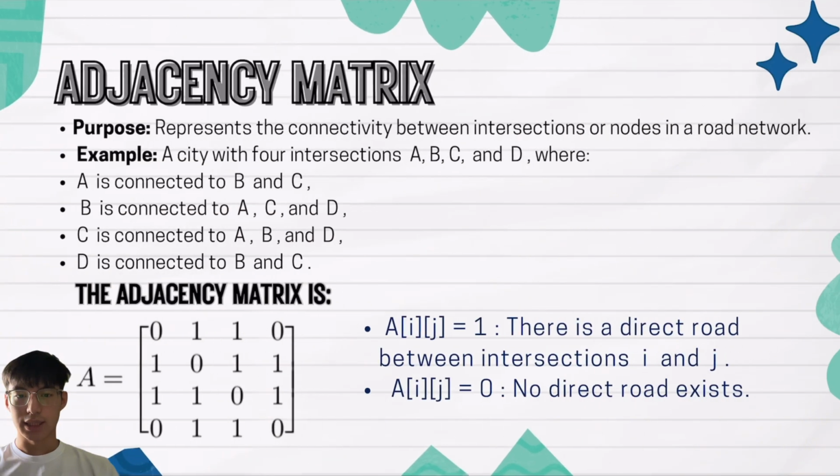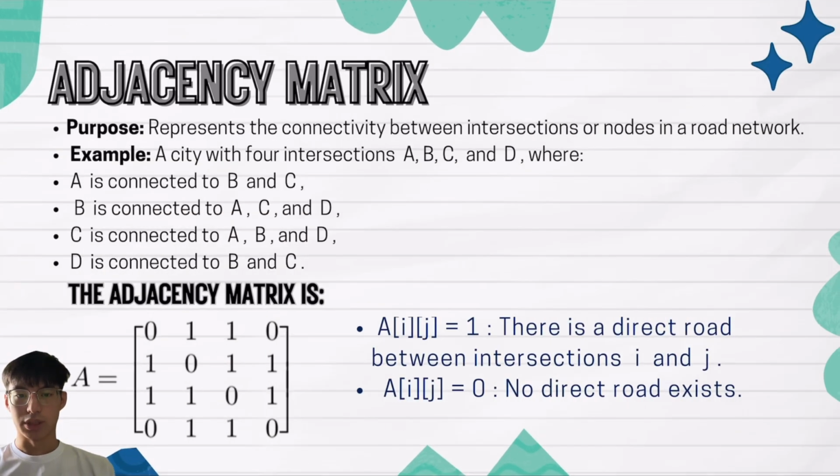So the adjacency matrix's purpose is to represent connectivity between intersections in a route network. Example, a city with four intersections A, B, C, and D, where A is connected to B and C, B is connected to A, C, and D, C is connected to A, B, and D, D is connected to B and C. So the adjacency matrix A equals 0, 1, 1, 0, 1, 0, 1, 1, 1, 1, 0, 1, 0, 1, 1, 0.